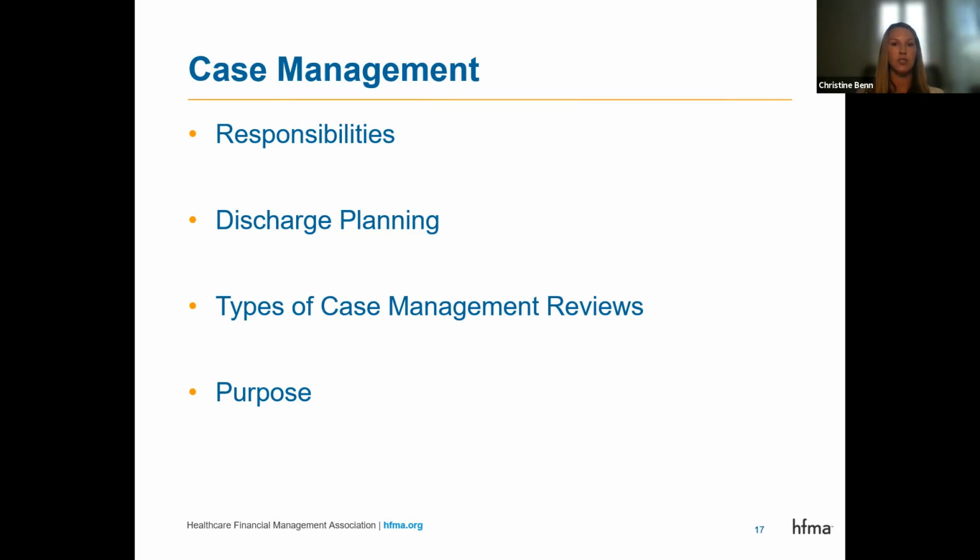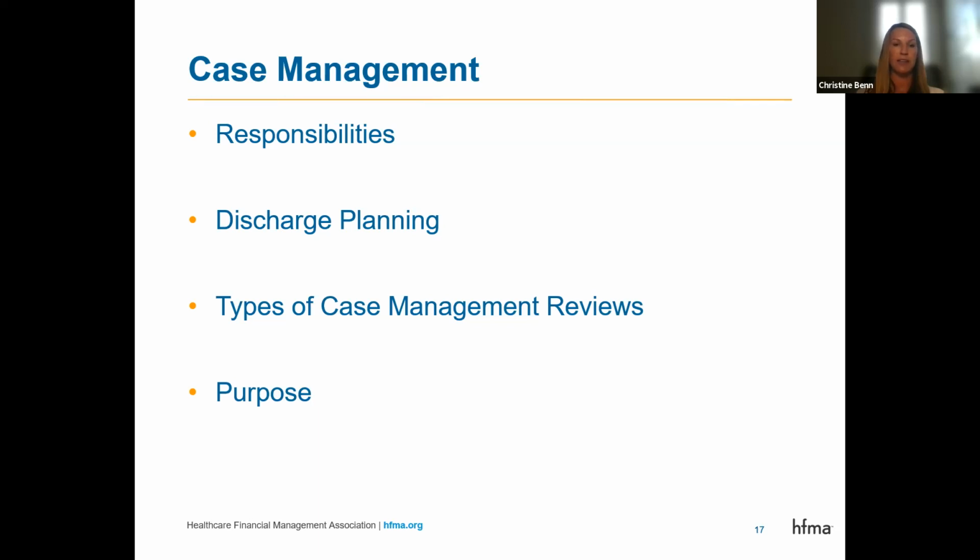Discharge planning starts as soon as the patient is admitted into the facility and sometimes even before. The physician and case manager consider discharge planning as part of the overall treatment plan from the outset. There are 3 types of case management reviews.